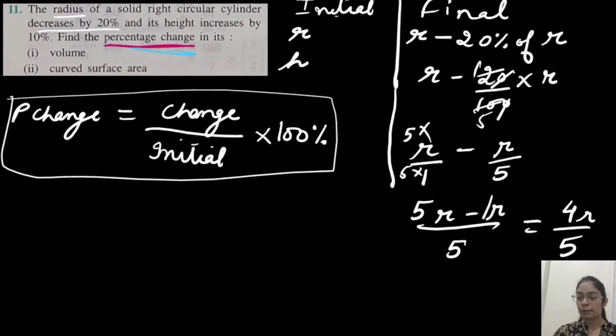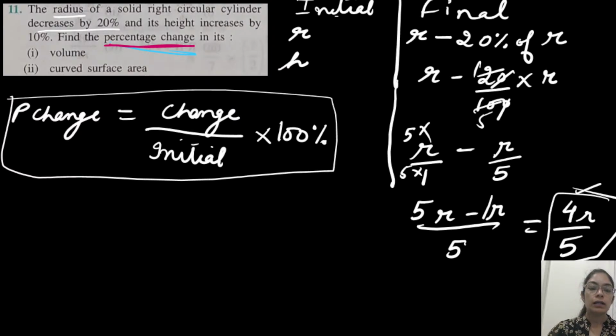So 4r by 5. So now the final radius, after the radius is decreased by 20%, the final radius is equal to 4r by 5. So it was not very difficult. We know decrease means minus. So from its initial value, which was r, we just subtracted 20% of r. So it is in this form, 4r by 5. Now same way we will find height also.